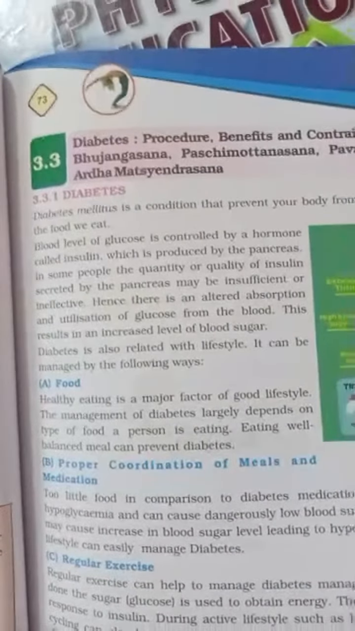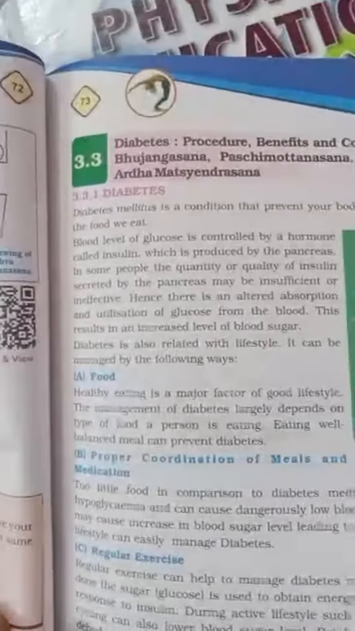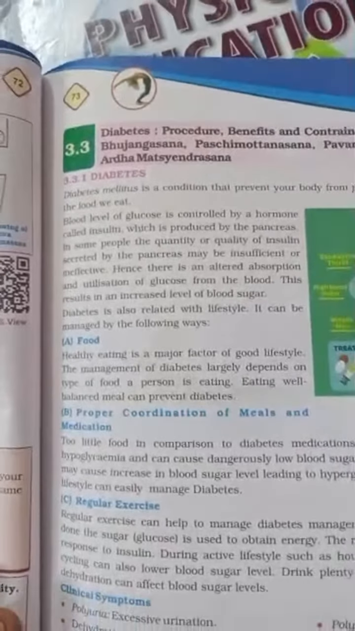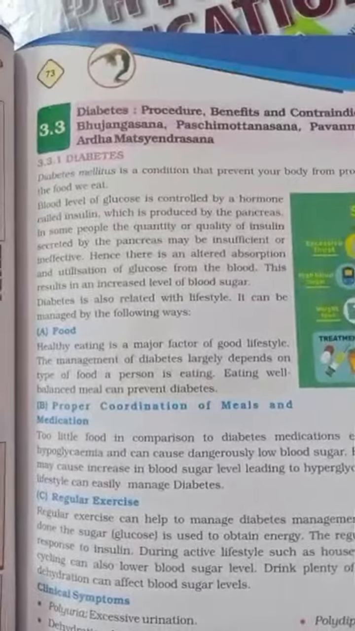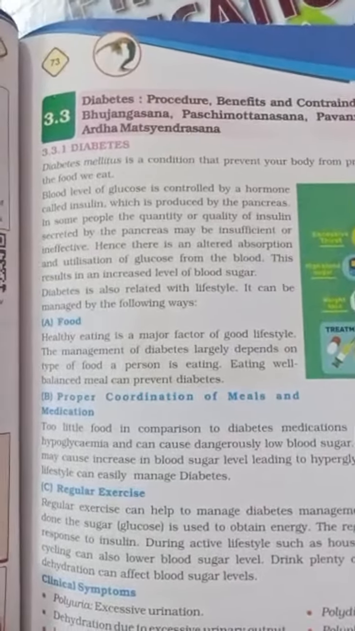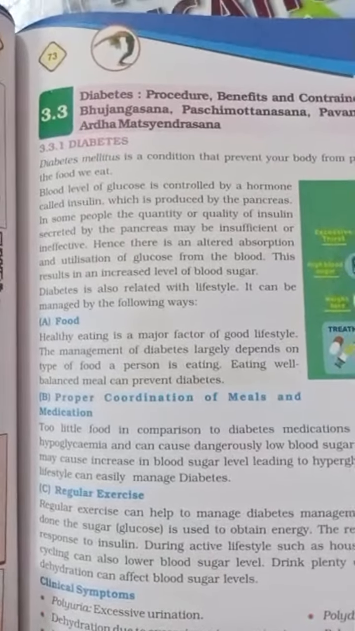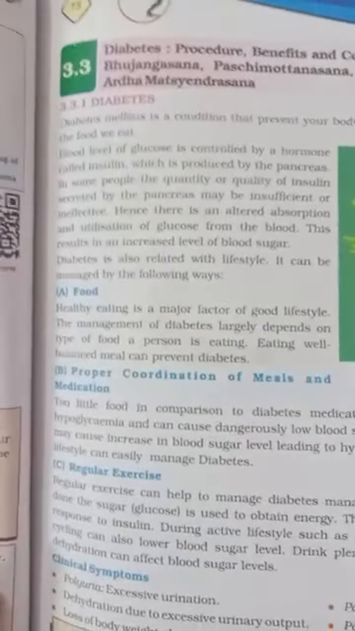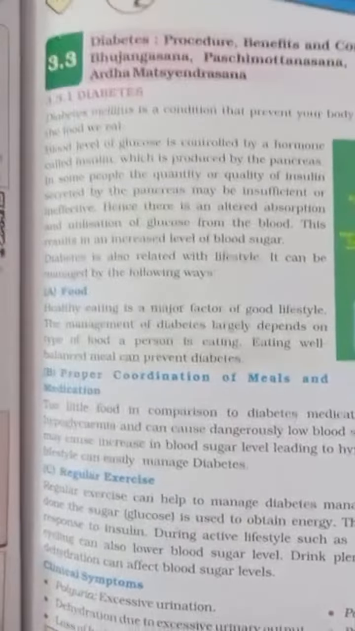Diabetic is also related with lifestyle. It can be managed by the following ways, that is food. Healthy eating is a major factor of good lifestyle. The management of a diabetic largely depends on type of food a person is eating. Eating well-balanced meal can prevent diabetic. Eating on time can also prevent diabetic.